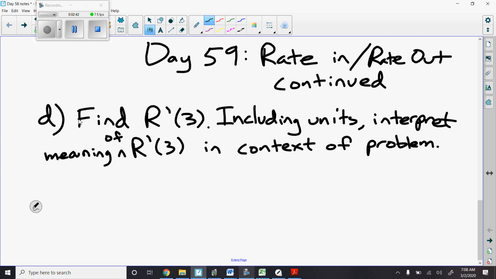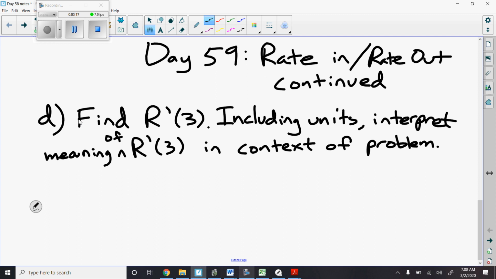It says find R prime of 3, including units, and interpret the meaning of R prime of 3 in the context of the problem. One part of this is going to be very easy. Finding R prime of 3, especially with our calculator, will not be difficult. But including units and interpreting the meaning of it is oftentimes much more difficult for people to do. So first off, let's talk about finding R prime of 3. R of t is listed as my Y1 in my calculator, and obviously this problem is about doing the derivative of R.